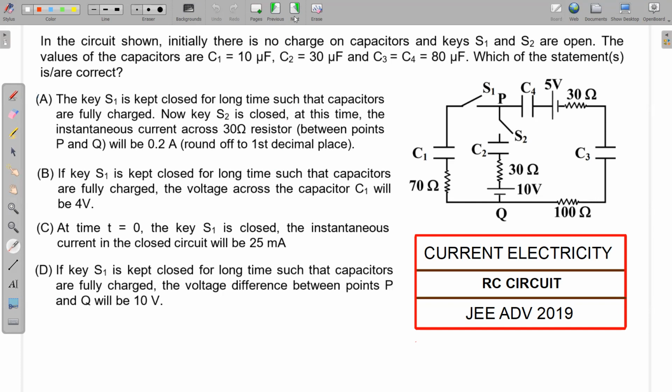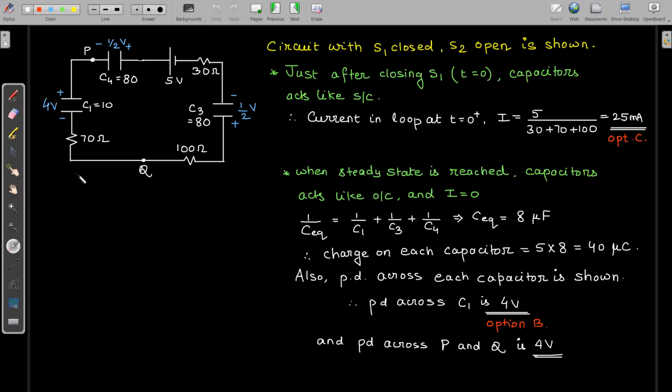Okay, so let us start this question. I've drawn the circuit with only S1 closed. Since S2 is open, I've not shown that part of the circuit. So S1 is closed and S2 is open. Now, just after we close the switch S1 at t equal to 0, what happens?